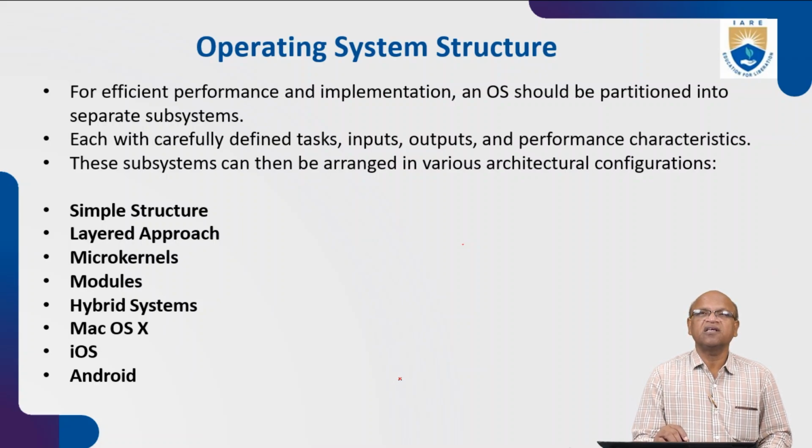So there must be an interlink between one sub-module and another module, and each module should be defined with the specific tasks it will do. So we will see the simple structure. Based on this, there are the layered approach, microkernels, modules, hybrid systems, macOS, iOS, Android. These are the types of operating systems. Based on this, we see how these software components are interlinked or arranged in a systematic way.